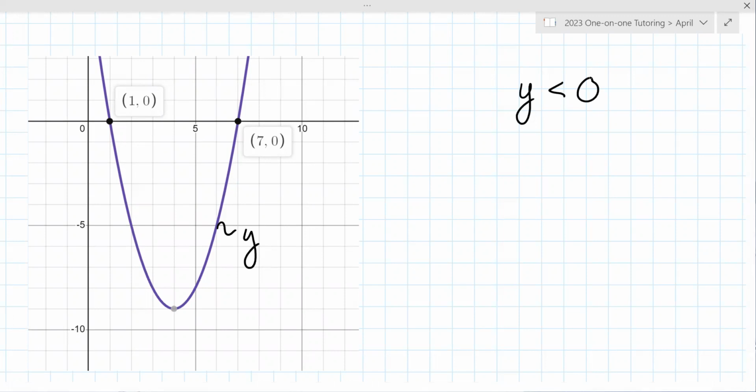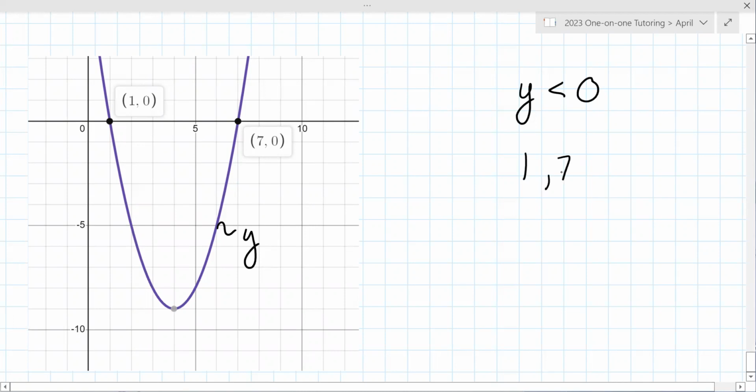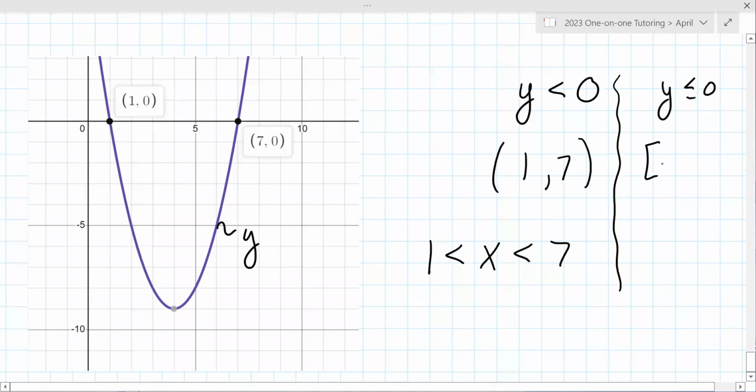1 to 7. Okay. 1 to 7, bracket or parentheses? Parentheses. Yes. Now this is where it would be less than, because of the parentheses. Whereas if it were y less than or equal to 0, it would be bracket 1, bracket 7, then 1 less than or equal to x, less than or equal to 7. I got that. It's a subtlety. You've got to know the difference between them.